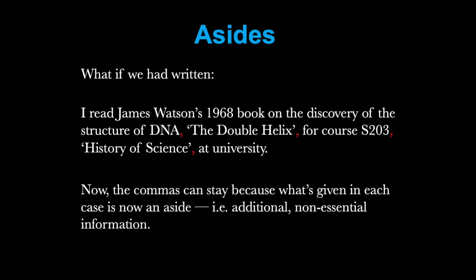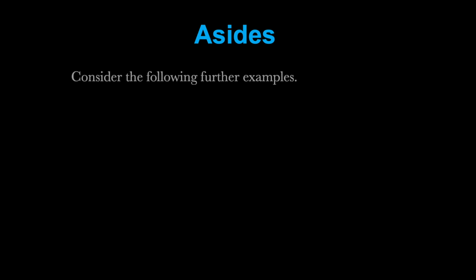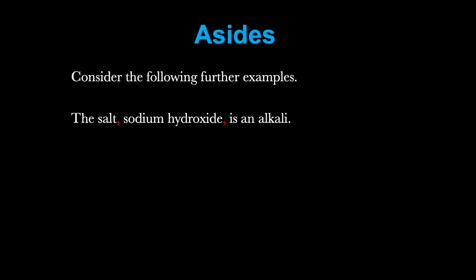So now the commas can stay, because what's given in each case is truly an aside. That is to say, additional, non-essential information. Let me just reinforce this point with a few more examples. Consider the following. The salt, sodium hydroxide, is an alkali. There we've parenthesized off as an aside the name of the salt.